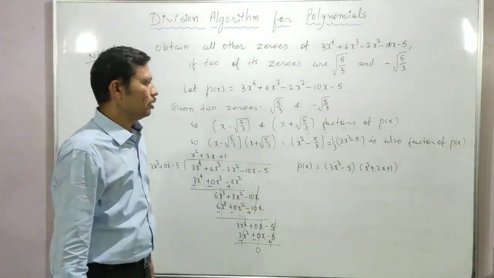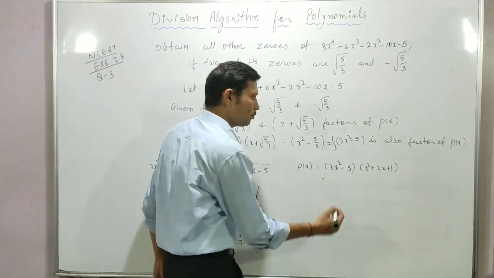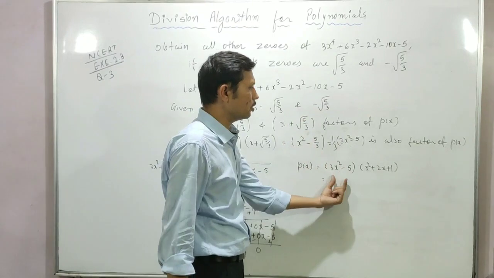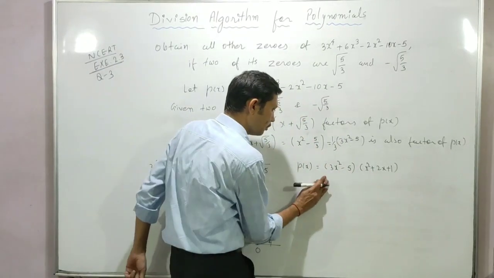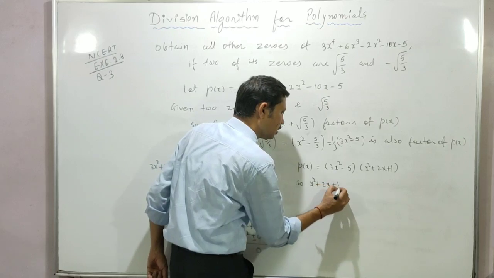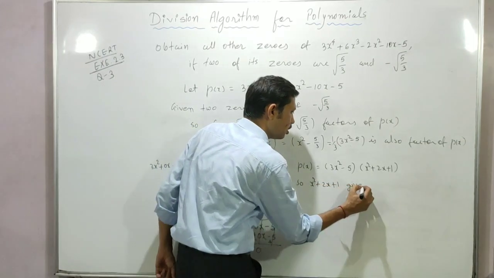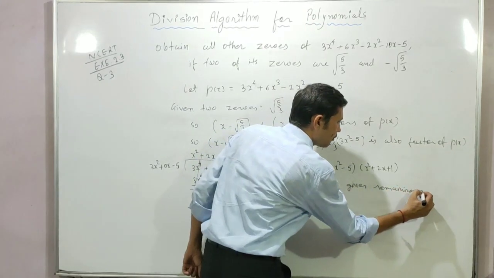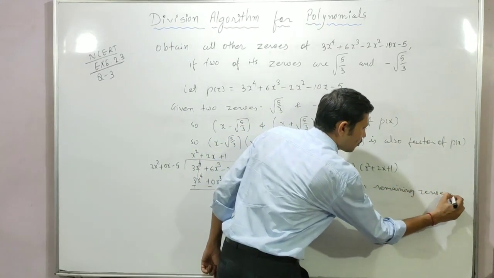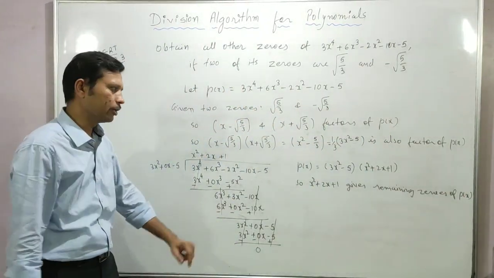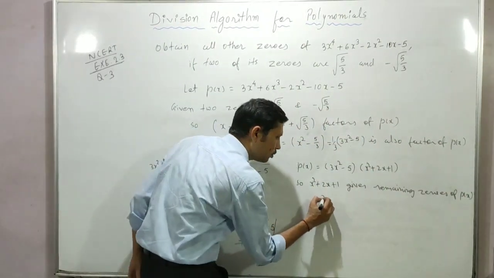Now this one, 3x square minus 5, we get from our given zeros. So this part gives the remaining zeros: x square plus 2x plus 1 gives the remaining zeros of our polynomial. So let's do the factorization of this polynomial.